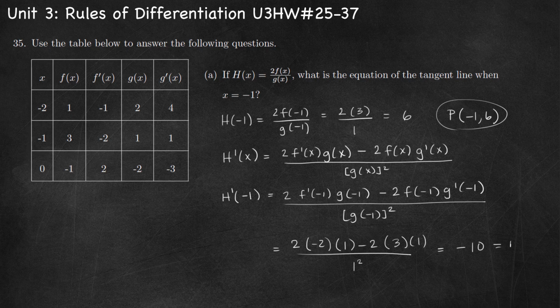So that is the slope of my tangent line. And the equation of my tangent line then is y minus 6 equals negative 10 times x plus 1.